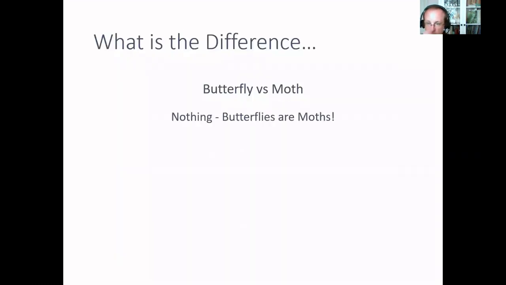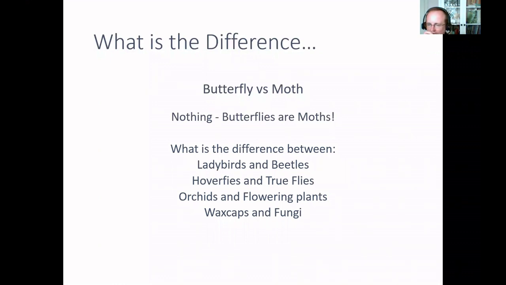So the difference is that there is no difference. They're all Lepidoptera. Butterflies are just moths, in my opinion. And I challenge any butterfly enthusiast to dispute it. I treat it the same way as, what's the difference between a ladybird and a beetle? Well, ladybirds are beetles, so they're just a group in amongst the grand order that is Lepidoptera.